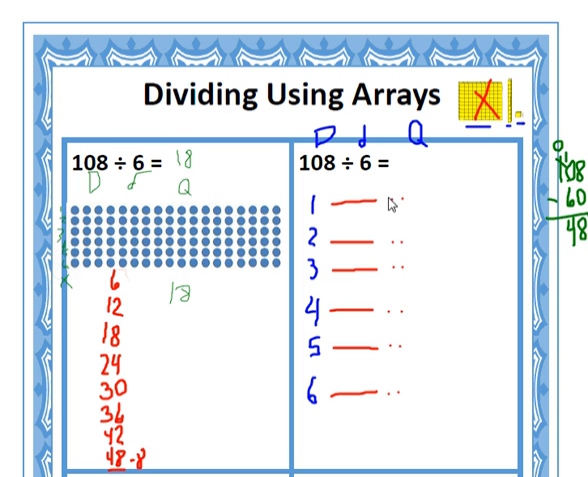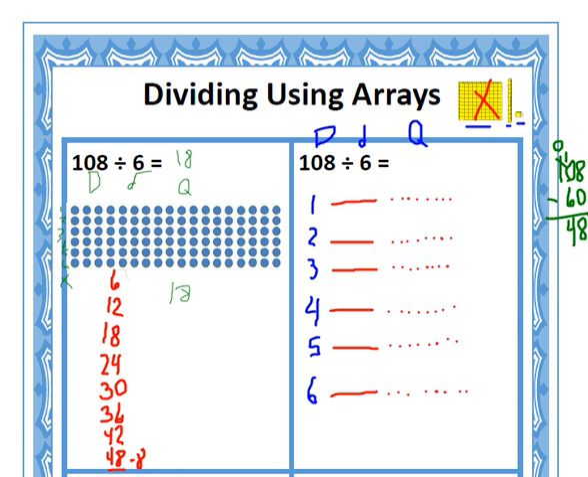So I can go ahead and count and put 8 dots at each one. 1, 2, 3, 4, 5, 6, 7, 8. And I do that for each of the 6 rows. So 6 times 8 is going to be 48, so I have 48 dots there.